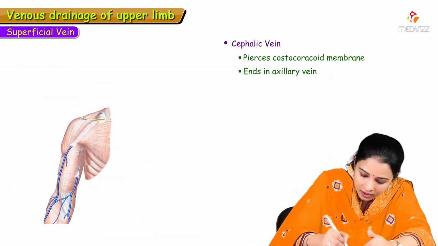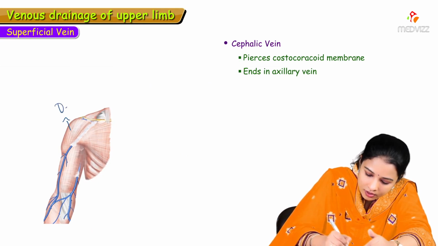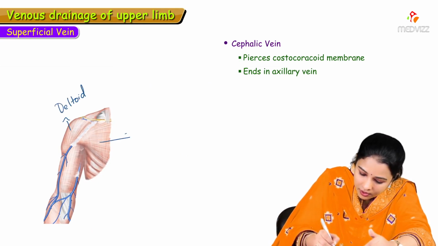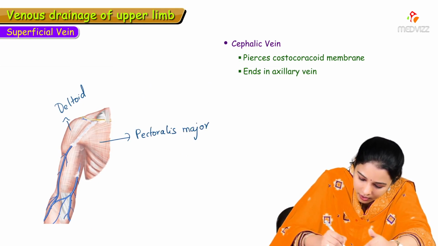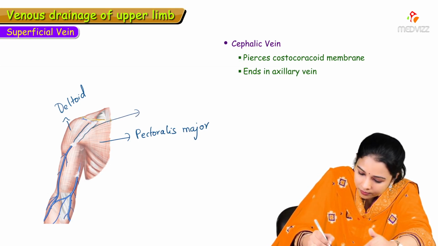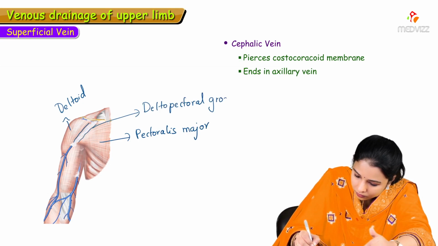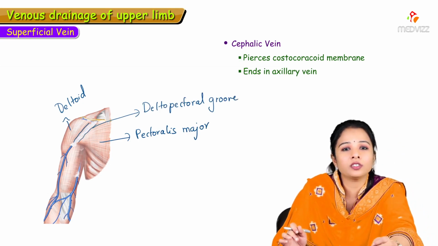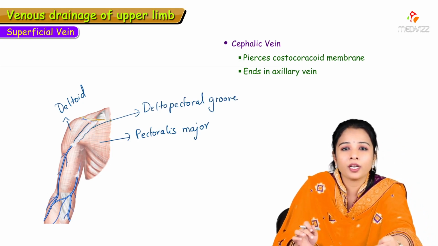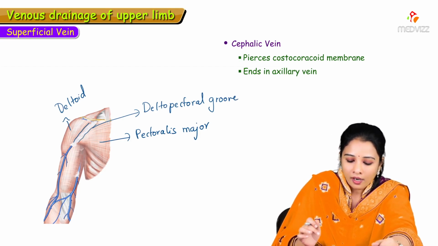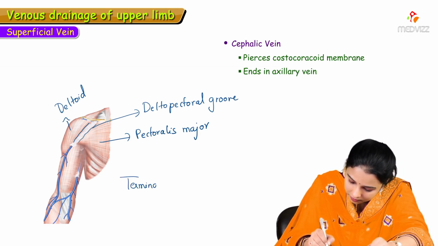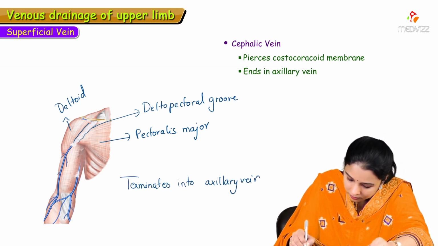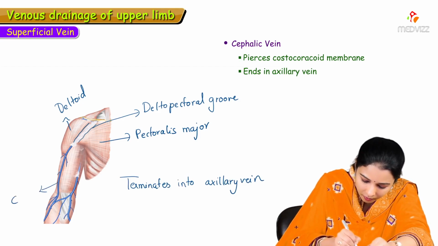So here we can see the deltopectoral groove. This is the deltoid, this is the pectoralis major muscle, and I am drawing an outline of this groove here. This is the deltopectoral groove. The artery which runs along with the cephalic vein is the deltoid branch of the thoracoacromial artery, and finally it terminates into the axillary vein. So that is about the cephalic vein.